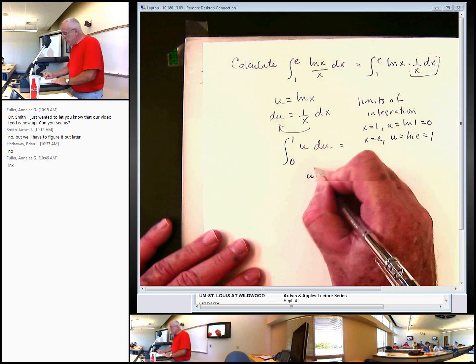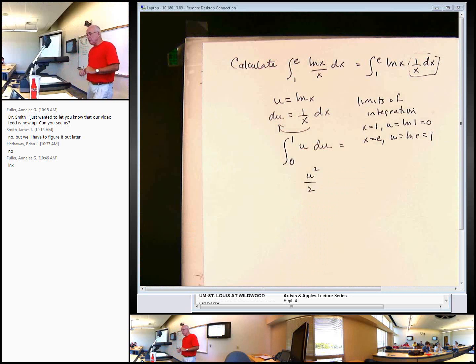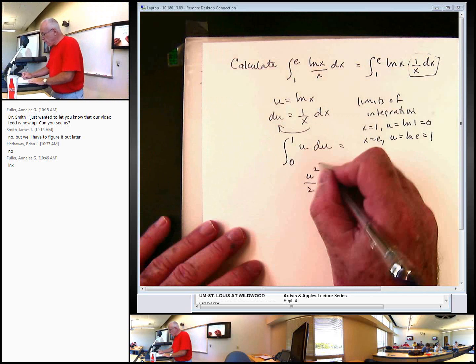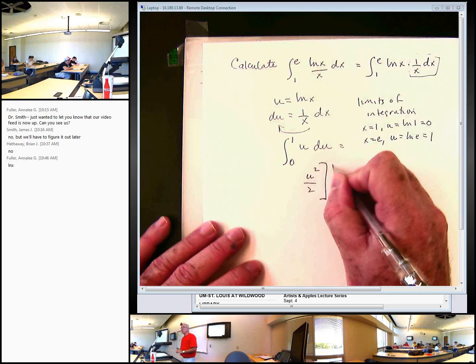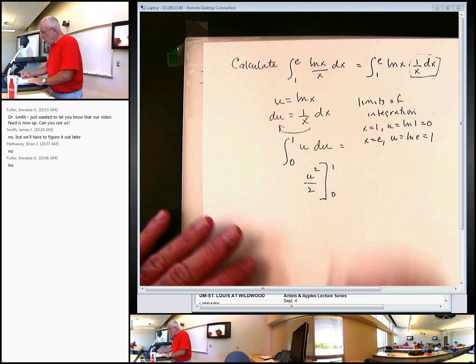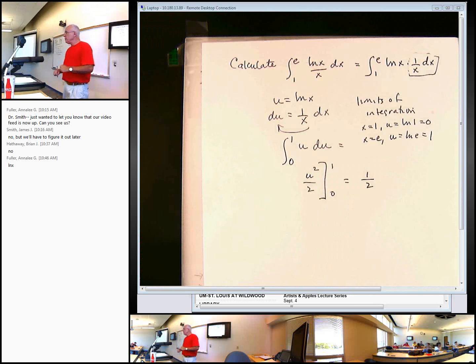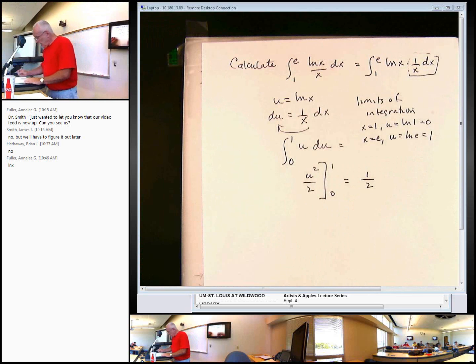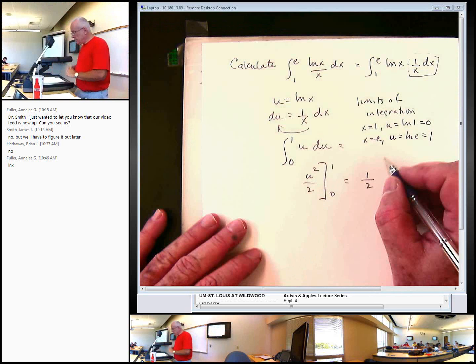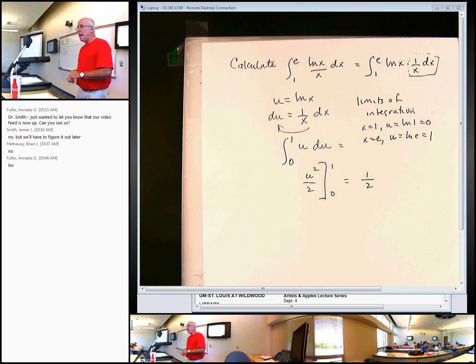Add 1 to the exponent, divide by the same. Our antiderivative is u squared over 2. Limits of integration from 0 to 1. I plug in the 1, I get 1 over 2, and then the other one zeroes out. And this is our answer then, 1/2.